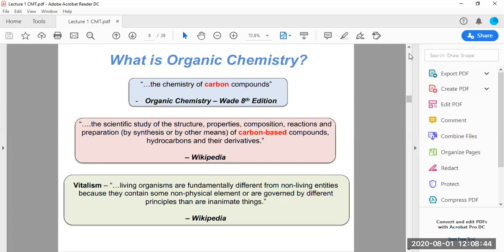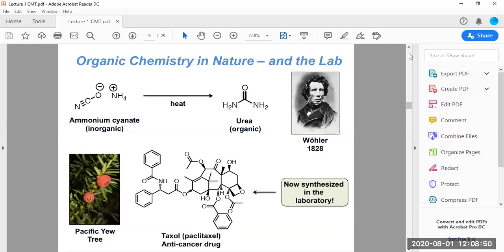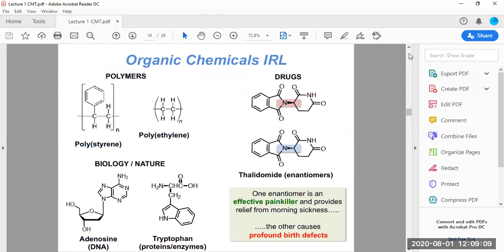What is organic chemistry? It's just studying carbon compounds. And these are some uses of organic chemistry in real life and also in the lab, for example using ammonium cyanate and heat to turn it into urea. And these are some more compounds in real life. Over the course of this semester, you will learn how to make these just by reading the name, or by seeing the structure, you'll know how to name it.